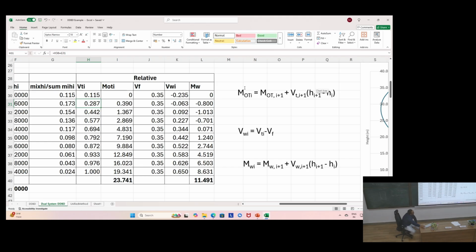And then please note down these three equations, which is the overturning moment at the ith story for the frame. It's given by the overturning moment of the story above plus the shear times the difference in height of the story, or the height of the story itself. Difference in height from the base of the story. Does that make sense? Okay.